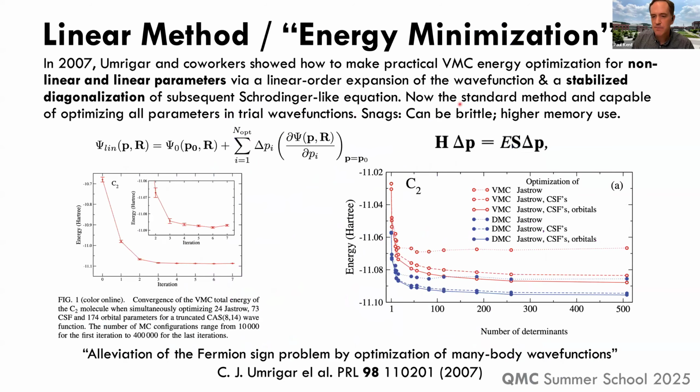I should mention there are a couple of snags still with this method. It's not perfect. It can be a little brittle, and you'll start to see energies go up if you don't have enough samples. And compared to some other schemes, it uses quite a bit more memory. That's not going to be relevant for the systems that we're running, but as one starts to do tens of thousands of parameters, that can start to be a concern.